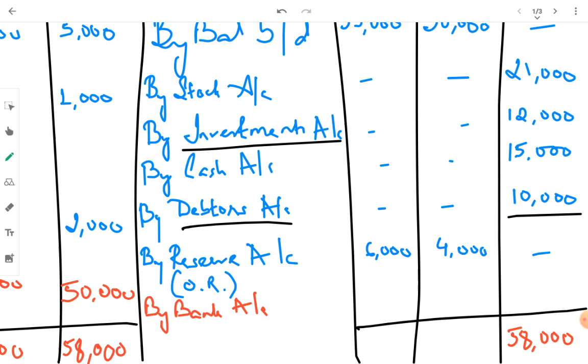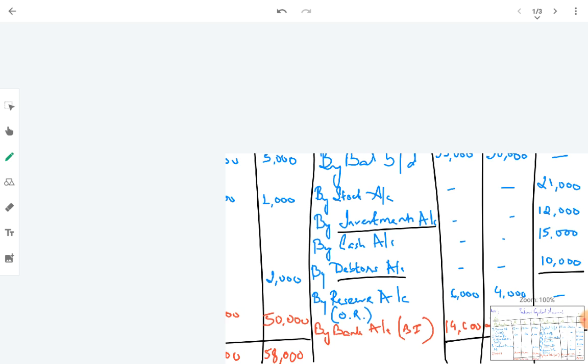So by bank account, my debit side is more. So by bank account, my balancing figure in case of A, 55,600 minus all of these, I'm going to be getting 14,600. Similarly for B also, my debit side is more. So 55,400 minus these totals, I'm going to be getting 21,400. When it comes to C, there is no bank account balancing figure. Okay, so this is our working note.